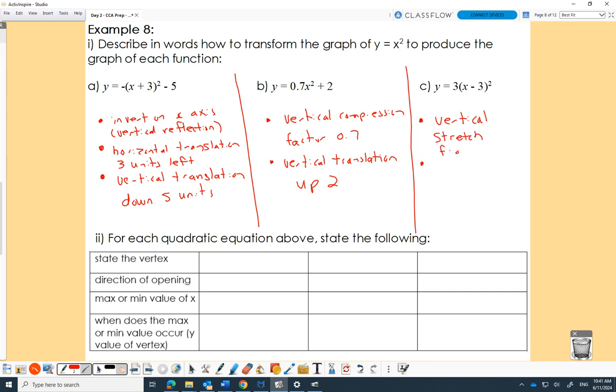Factor 3, and how about -3 inside the bracket? Yeah, I'll use the fancy words. Horizontal translation right 3. I don't think anything's missed there.